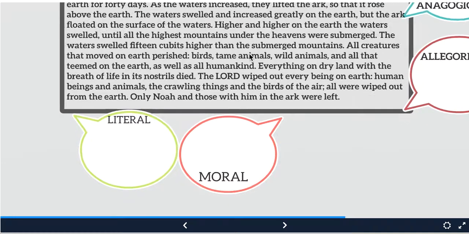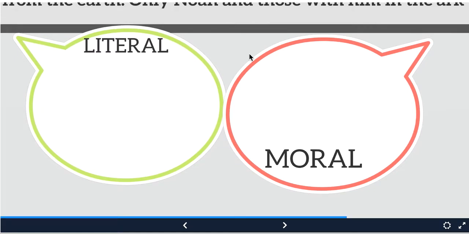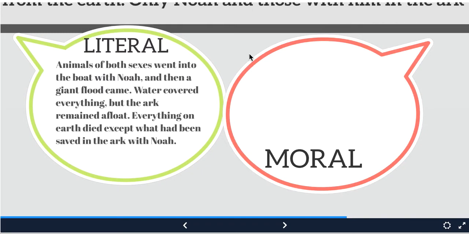So, the literal sense of these words. Remember, we're not saying whether or not there was a flood. We're not saying whether or not there was a literal ark. All we're saying is what happened in these words. What did these words say happened? And the literal sense here would be animals of both sexes went into a boat with Noah.